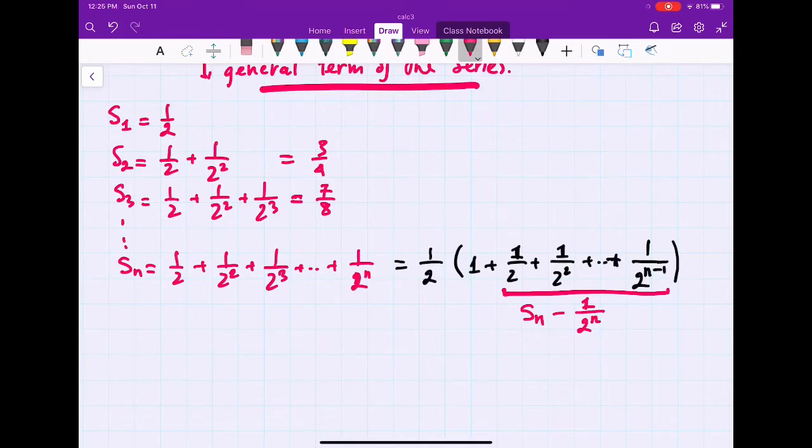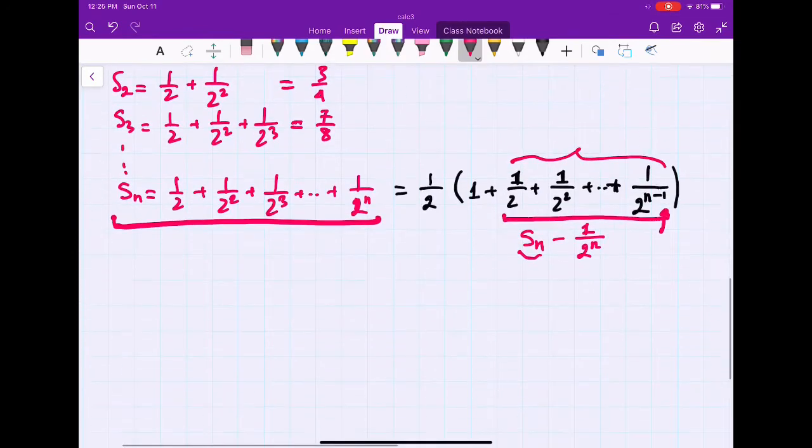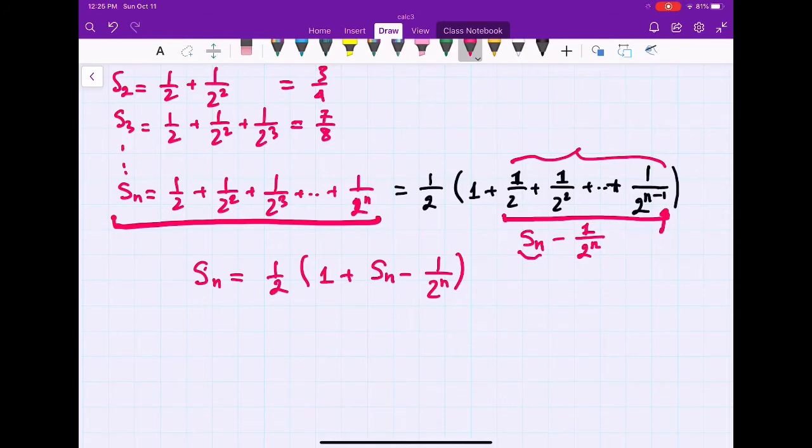Is it correct? Because by the definition, Sn is the sum of these terms, 1 over 2 plus 1 over 2 squared and so on, 1 over 2 to the n. But here, you don't have 1 over 2 to the n, right? So basically, if you subtract 1 over 2 to the n from Sn, you get this term. Is that correct? So I can write the following equation. Sn equal to 1 over 2 times (1 plus Sn minus 1 over 2 to the n). So you have an equation for Sn. Is that right? So using this, you can solve for Sn.